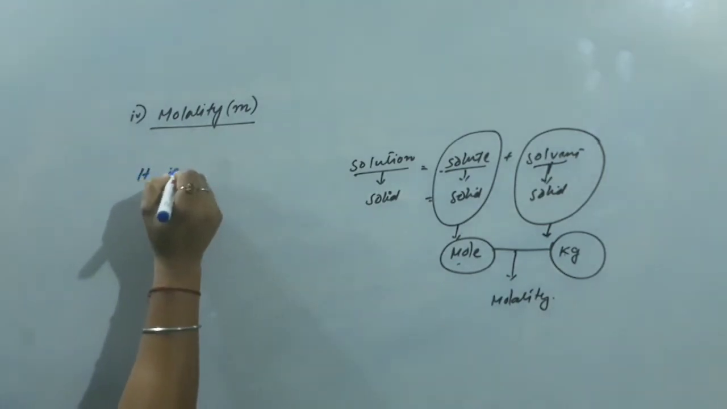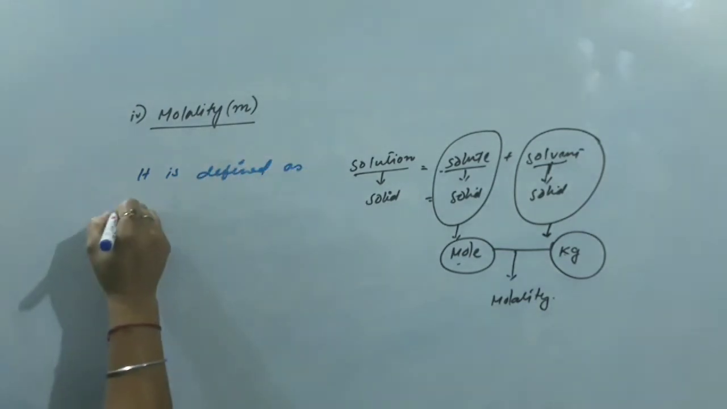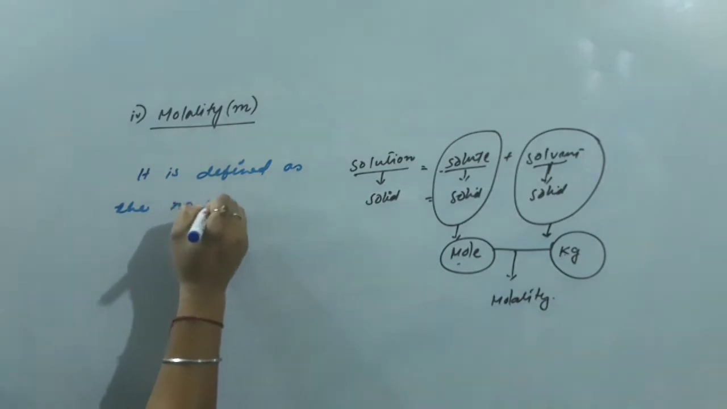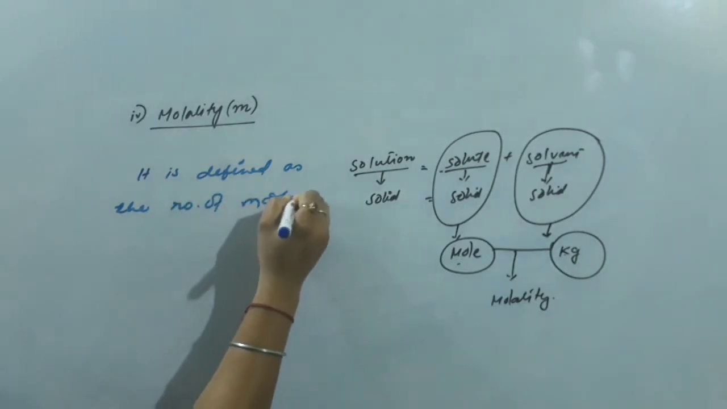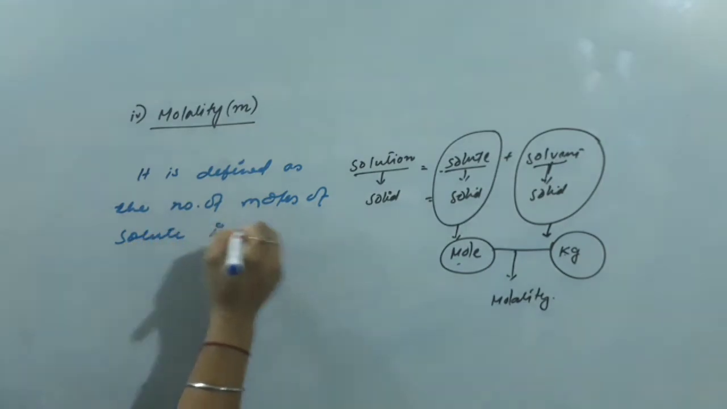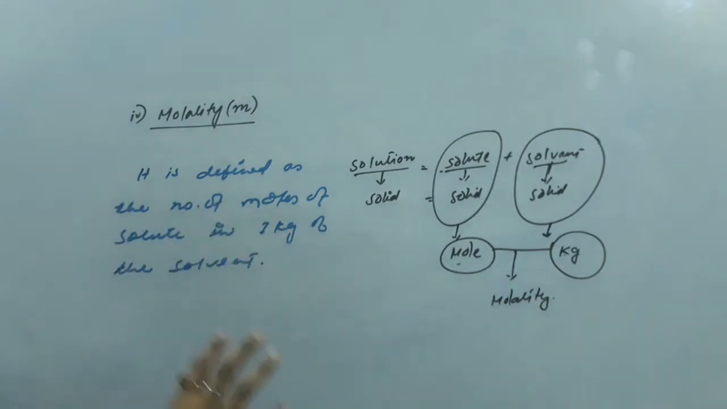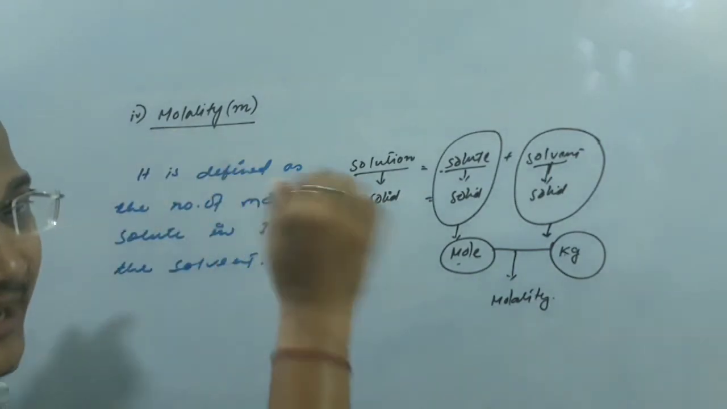Molality is defined as the number of moles of solute in 1 kg of the solvent. Okay, it is defined as the number of moles of solute in 1 kg of the solvent. So this is the concept, guys, and this is the difference between molality and molarity.